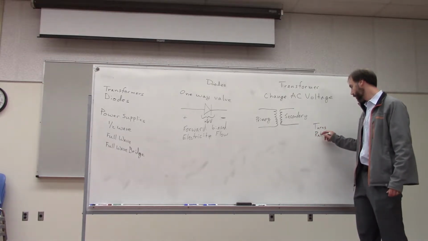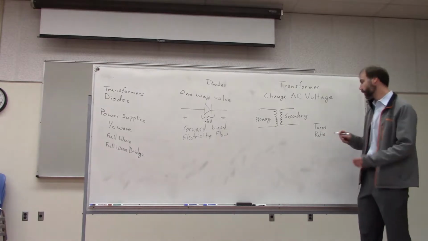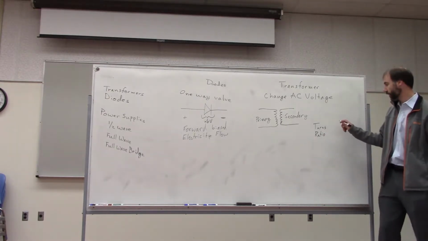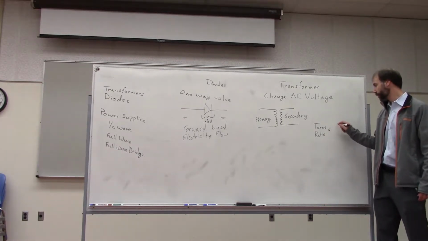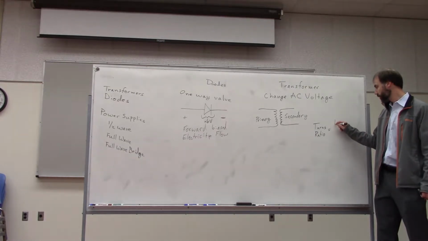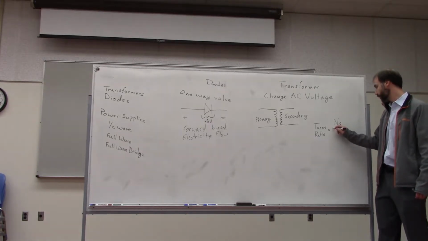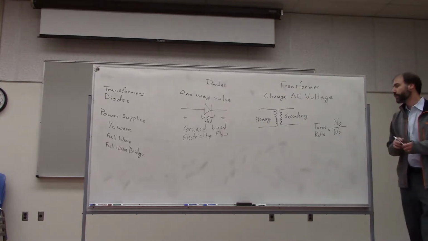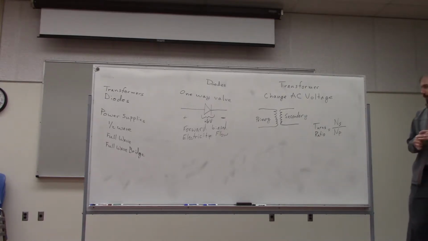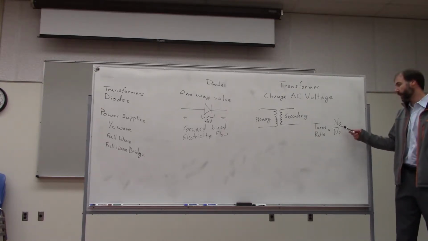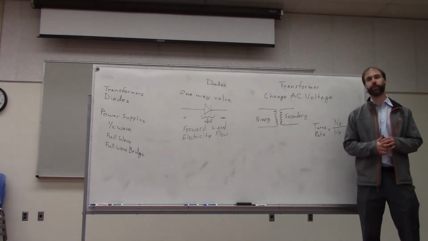So this is the number of coils on one side over the number of coils on the other side. We could call it the number of coils on the secondary over the number of coils on the primary. Okay? So if you have twice as many coils on the secondary, you get twice as much voltage out, right?